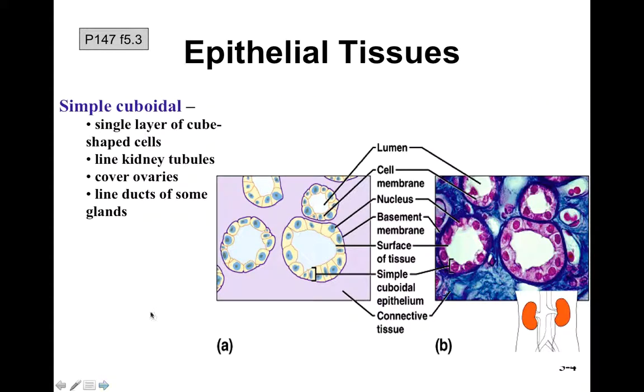This is simple cuboidal tissue. Simple cuboidal tissue is one layer thick of these cuboidal cells. Notice that the cuboidal cells are not perfect cubes, they're just generally cube-shaped. Simple cuboidal cells are places we find these where we need a little bit more strength, but also we need to be able to let things in and out. So in the kidney tubules, to allow material to pass through these. On the outside of the ovaries, and some of our glands, the ducts in them are made of simple cuboidal.